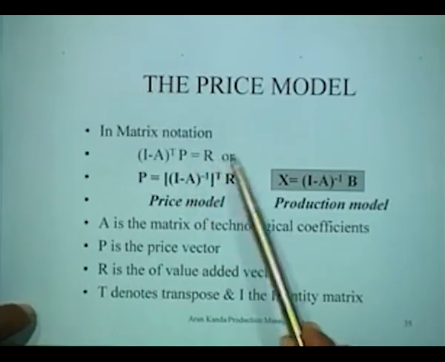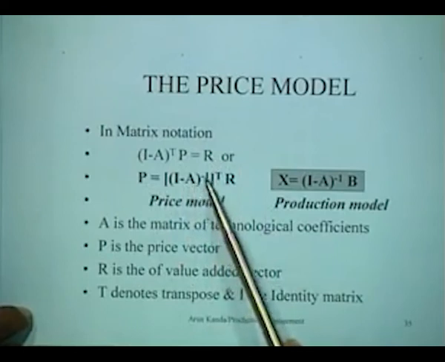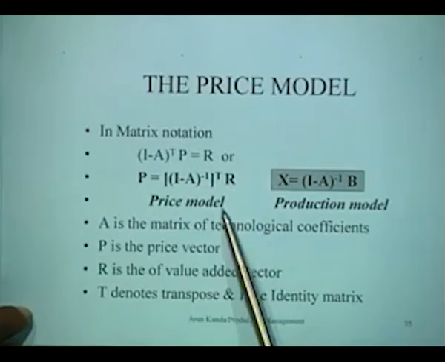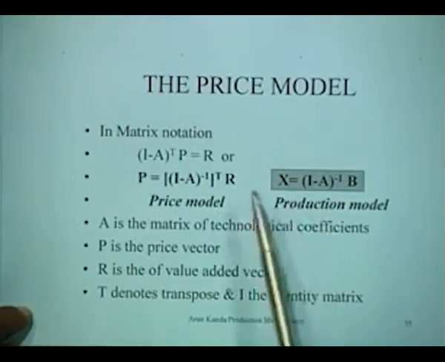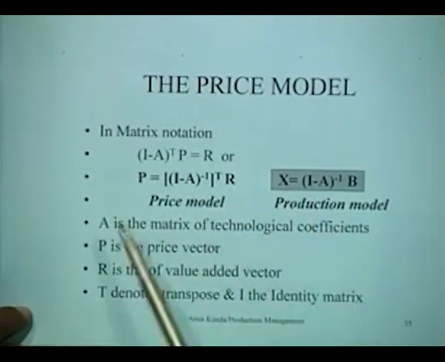That is what this equation basically leads to, and therefore P can be written as (I minus A) inverse transpose multiplied with R. This is the value added, and this is the price model. So, together the price model and the production model constitute the basic Leontief structure.